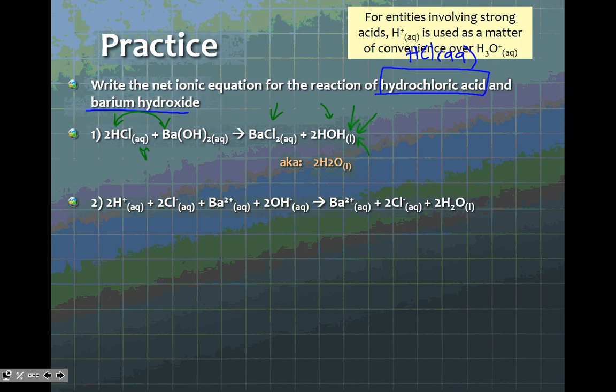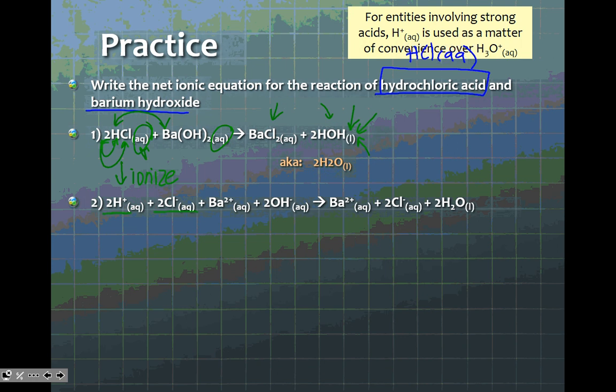So here we have, this is aqueous. Remember the coefficient is like the distributive property, it goes to both. So we have 2 hydrogen ions that are aqueous, 2 chloride ions that are aqueous, but we don't dissociate, we ionize. And that's just a word you need to know, that's all. Barium hydroxide is also aqueous.